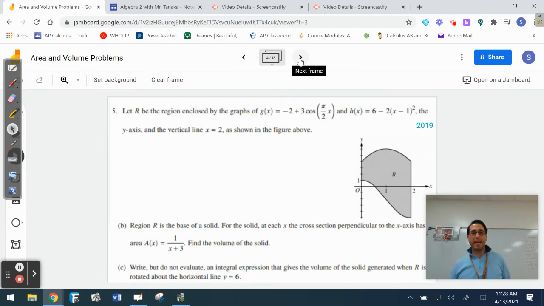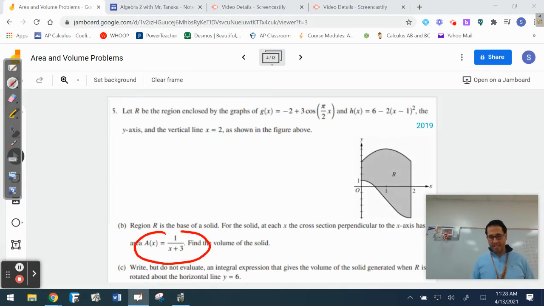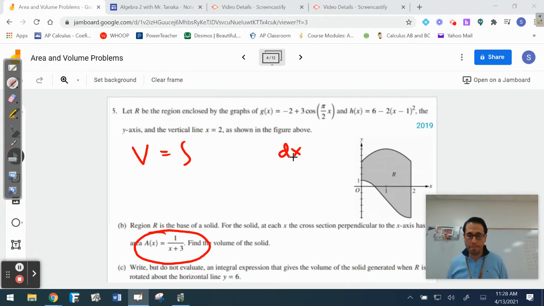Region R is a base of a solid. So here we're going to be talking about volume, right? Because we got a base there. But now we're talking about cross sections that are perpendicular to the x-axis. And they give us what the area of one of those cross sections is, and they ask us to find volume. Remember when we did these in class. First thing we tried to decide is it dx or dy. Perpendicular to the x-axis would mean dx.